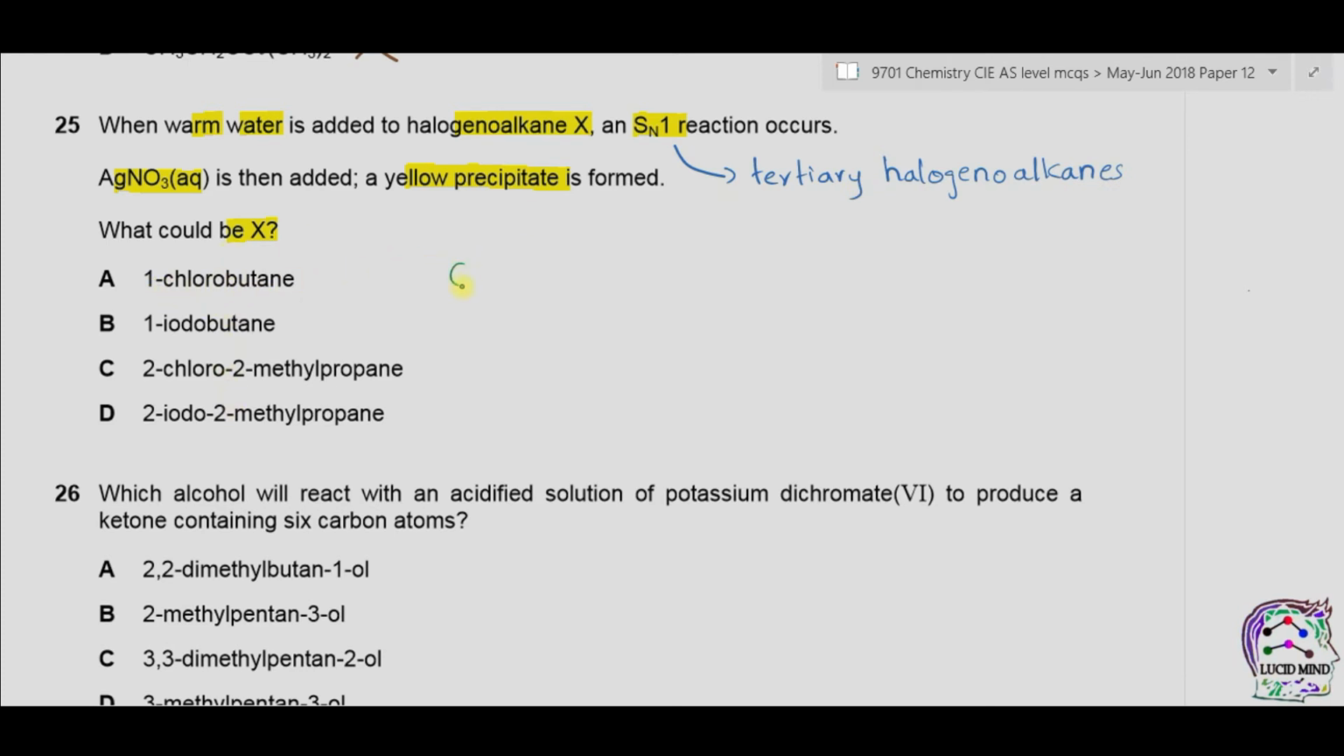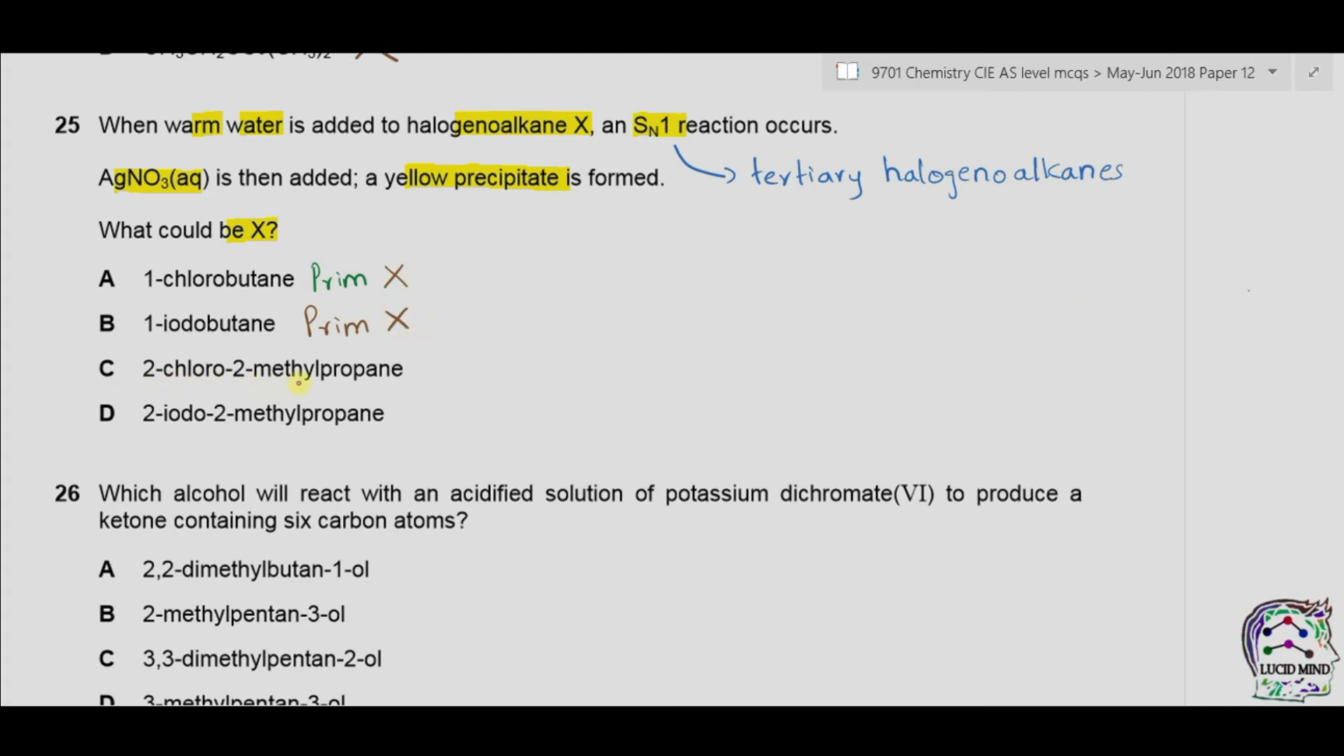First one is 1-chlorobutane. So we have 4 carbon atoms in the long chain and chlorine is present on first carbon. As the carbon attached with chlorine is further attached to one carbon atom, so this is primary halogenoalkane. So A is incorrect. In B we have 1-iodobutane. So again we have 4 carbon atoms in the long chain and on first carbon atom iodine is present. As this carbon that is attached with iodine is attached only with one carbon atom directly, so this is also primary halogenoalkane. So both A and B are incorrect.